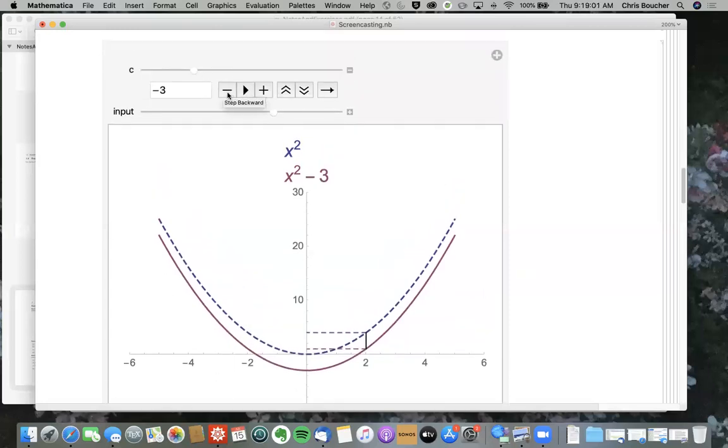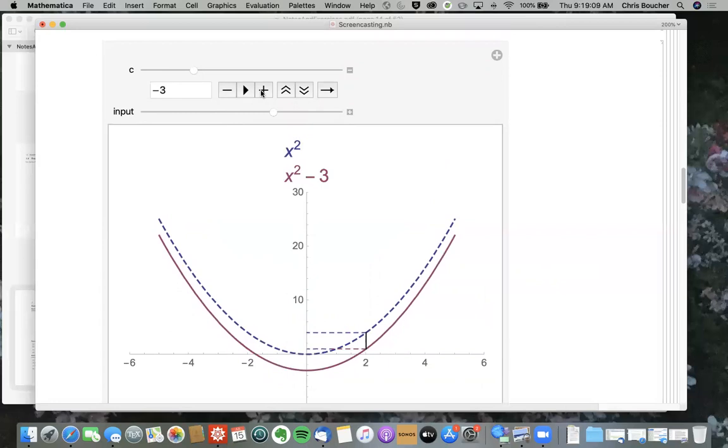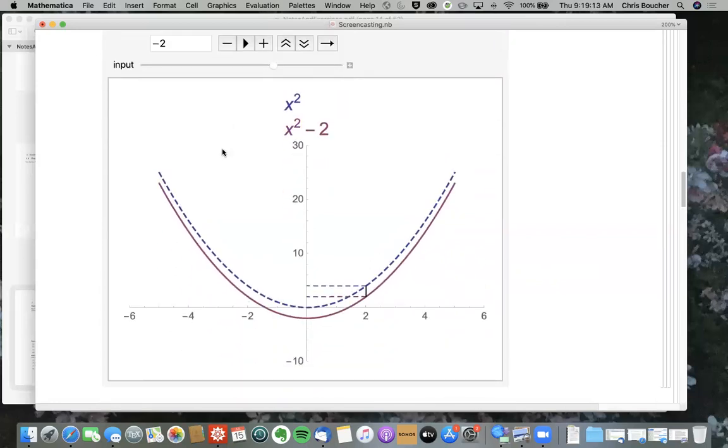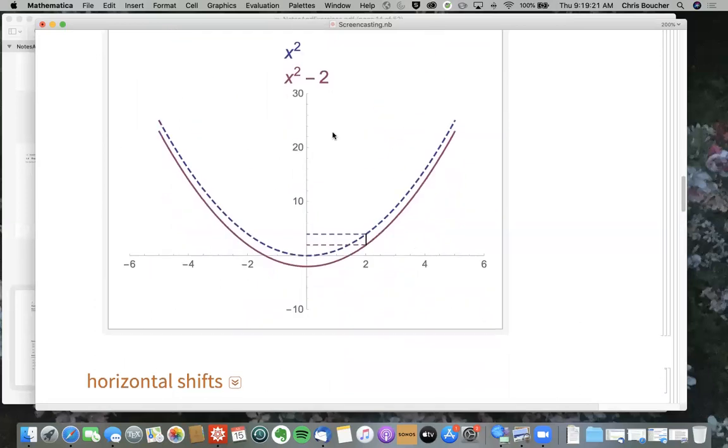And if I keep subtracting more, you can see the purple curve keeps going down further, right? Subtracting less, it keeps going up and so forth. Okay, so that's how you get a vertical shift of a function, just by adding a constant, and that could look like subtraction. That's still adding a negative. So those are vertical shifts.